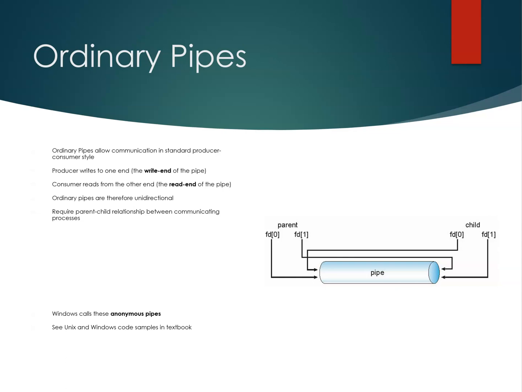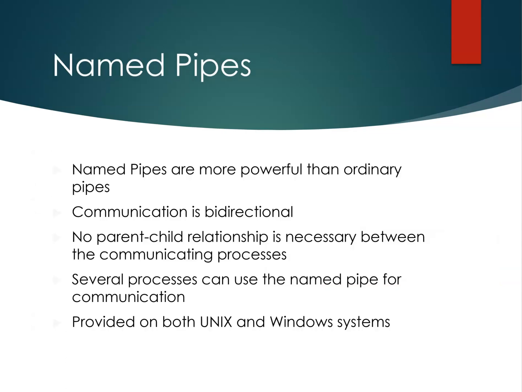Windows calls these anonymous pipes, and there are samples in the textbook. Then there's also the concept of named pipes. They're more powerful than ordinary pipes. They are bidirectional with no need for a parent-child relationship, and several processes can use the pipes for communication. Both Windows and Unix have them.